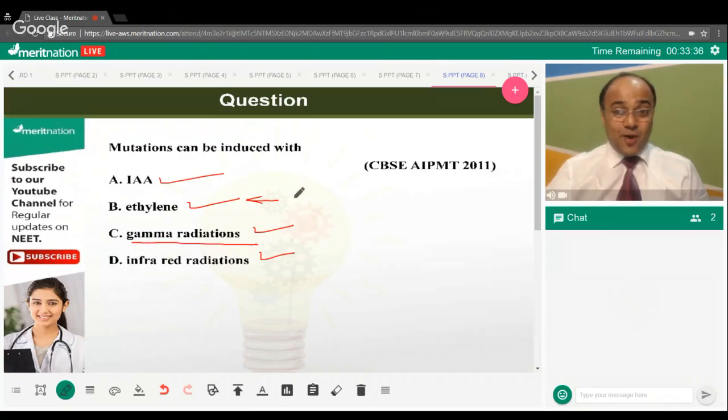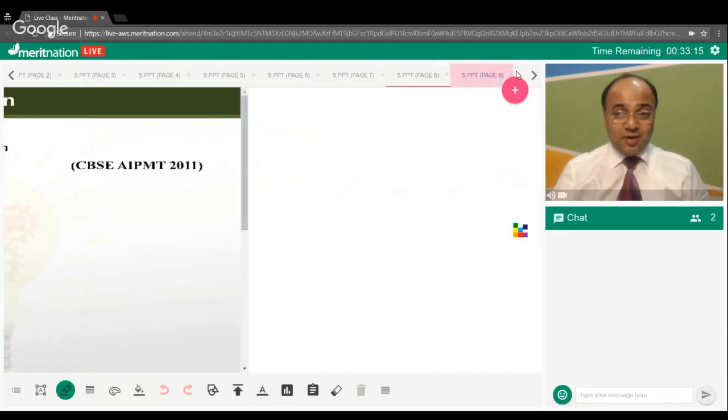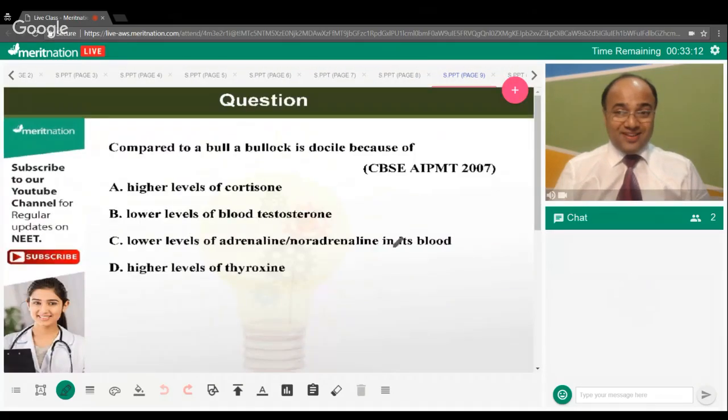That is the correct option which you have to choose because gamma radiation will directly pass through the cell. It will affect my DNA, it will alter its structure, and is a basis for causing mutation. So it is a big mutagen, one of the very potent mutagens in our world, right? So if anyone is exposed to gamma radiation, surely. IAA is indole acetic acid, which is a kind of auxin. Yes, it's a growth hormone.